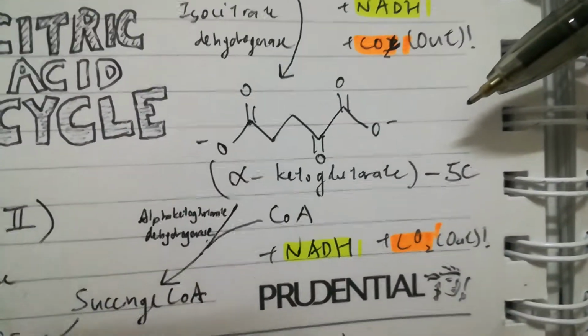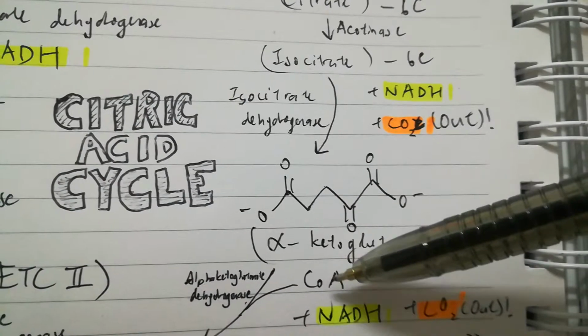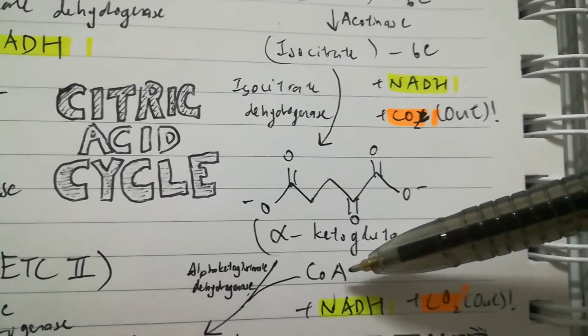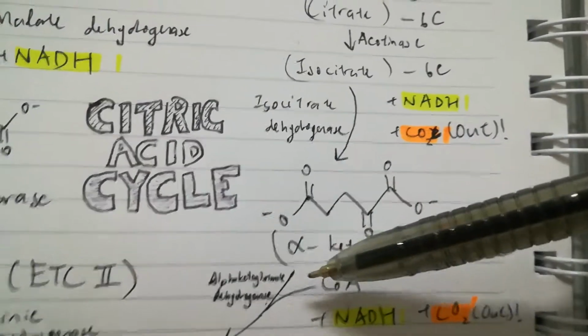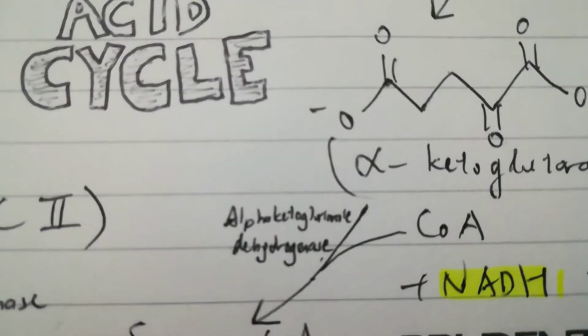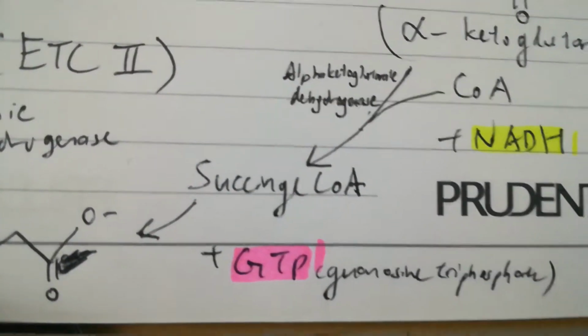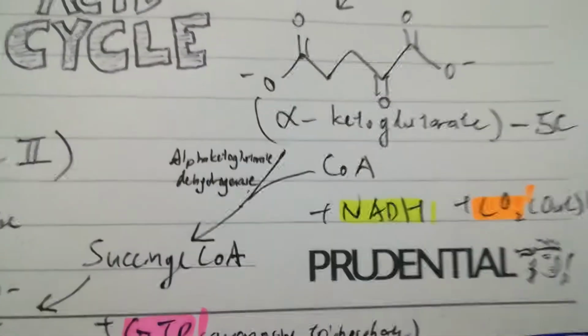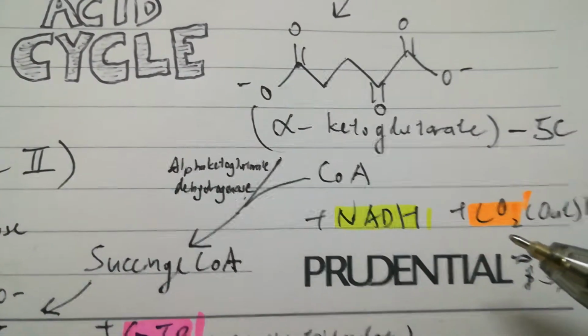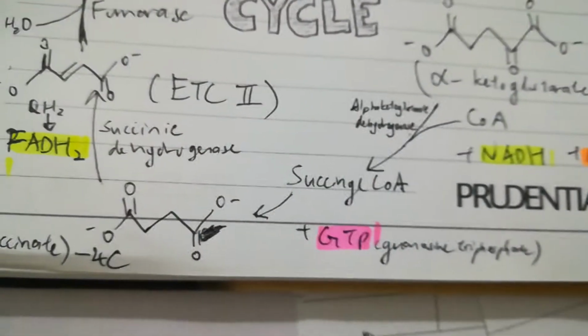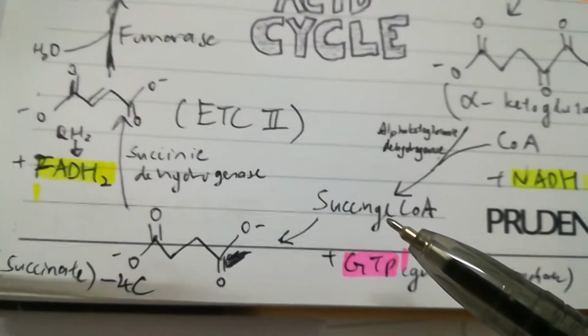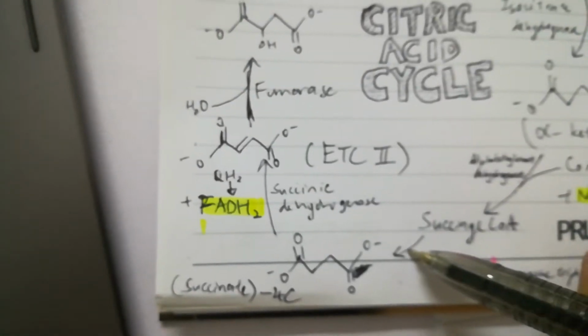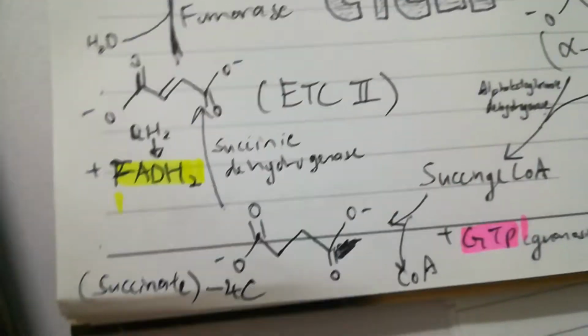Now, this alpha ketoglutarate bonds with the coenzyme A again, and with the help of alpha ketoglutarate dehydrogenase, forms succinyl-CoA, and in this process it liberates an NADH and a CO2 again, which means it's getting reduced into a 4-carbon molecule, and the succinyl-CoA turns into succinate, so meaning the CoA is recycled again. And then it liberates a GTP molecule.